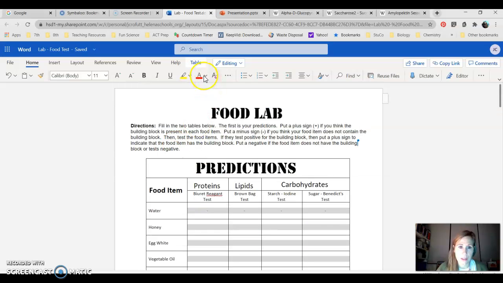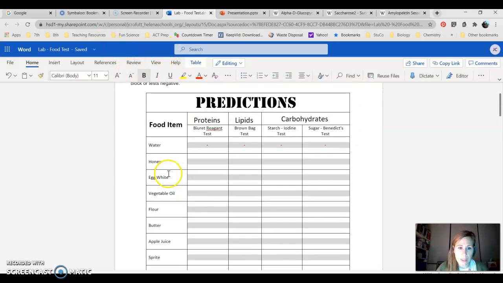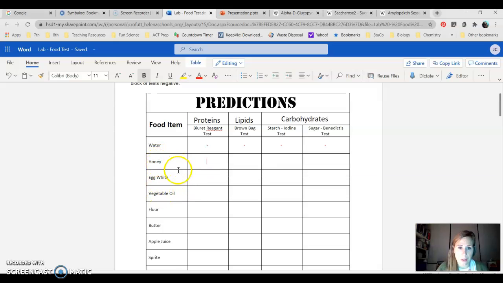I'm going to go ahead and turn these a color for you. With that being said, before you begin any of your tests, you're going to go through and say, all right, now honey. Do I think honey has proteins, fats, starch, sugar, egg whites?